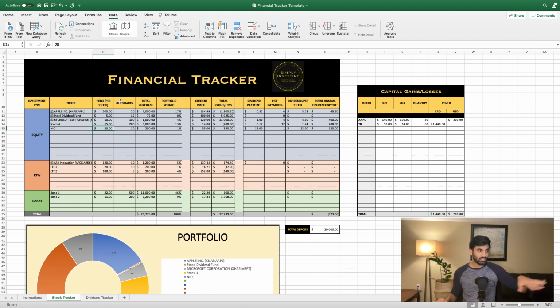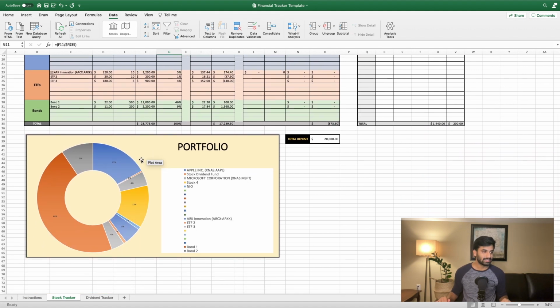So once you enter it, you can go to price per stock, you can enter how much you paid, the number of shares, and then the total purchase. Again, the formulas have already been added in. And one neat thing that I recently added was how much that particular investment type weighs in my portfolio. So for instance, if you look at Apple, it's about 17%, and that's based on the formulas that are already plugged in. And here you get a nice pie chart.